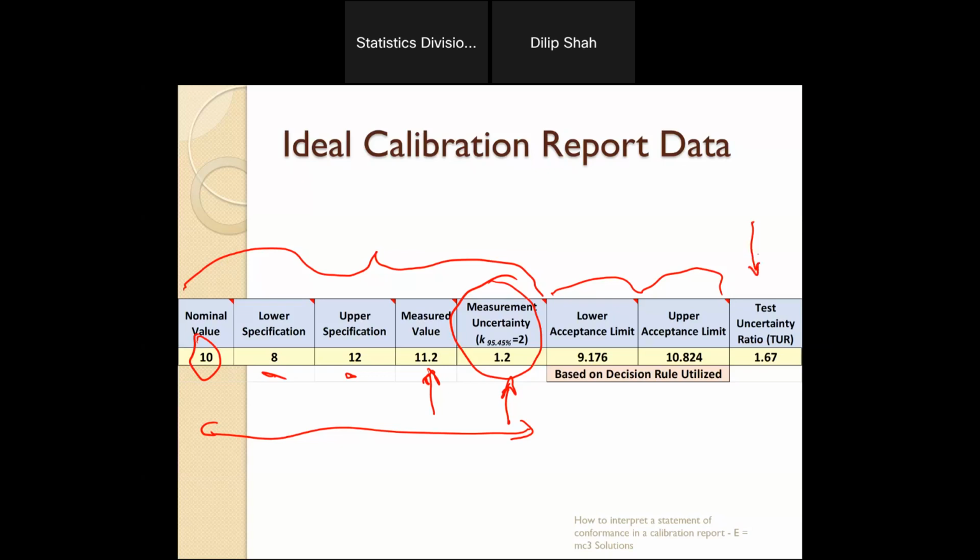Now I have one column here, the test uncertainty ratio, with the acronym TUR. And you may see this in a lot of calibration reports. The test uncertainty ratio has been around, and a lot of people use that as a criteria for acceptance. The criteria was if the test uncertainty ratio is 4:1 or higher, then the calibration is good.